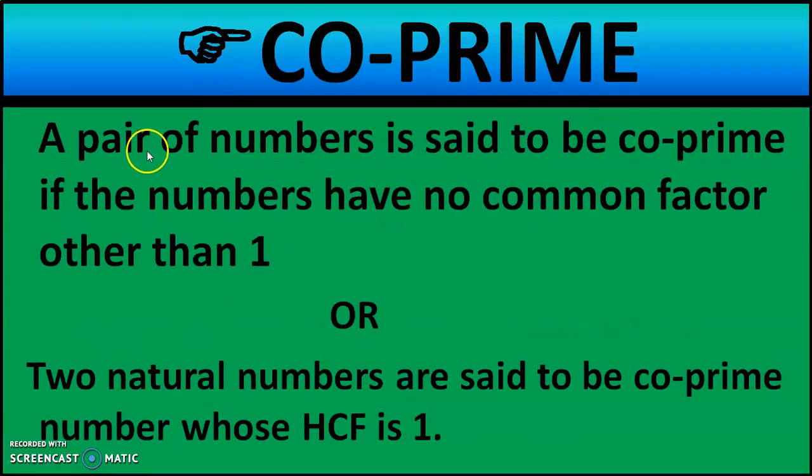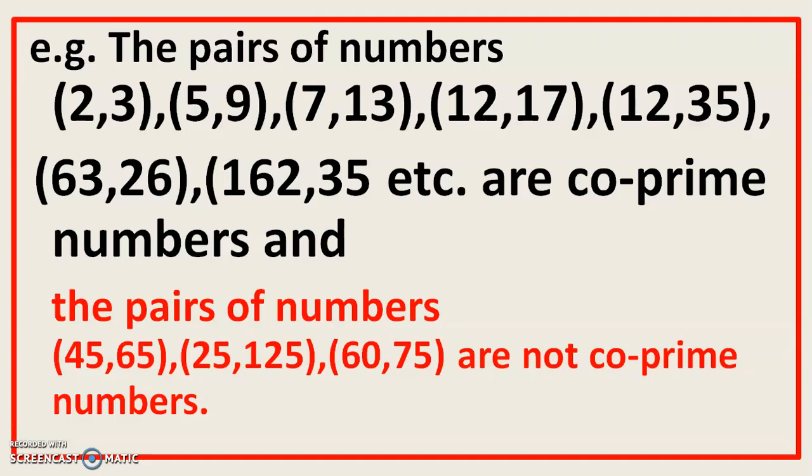What are co-primes? A pair of numbers is said to be co-prime if the numbers have no common factor other than 1. Or two natural numbers are said to be co-prime whose HCF is 1. That is, if the HCF of two numbers is 1, then the numbers are said to be co-prime. For example, 2, 3 and 5, 9: all these numbers have HCF 1, so they are co-prime numbers, and these are not co-prime numbers because their HCF is not 1.